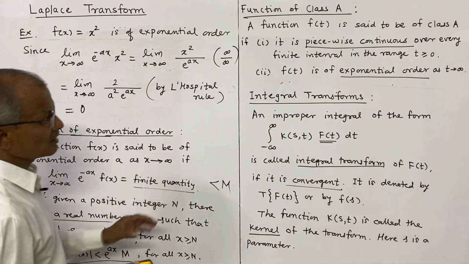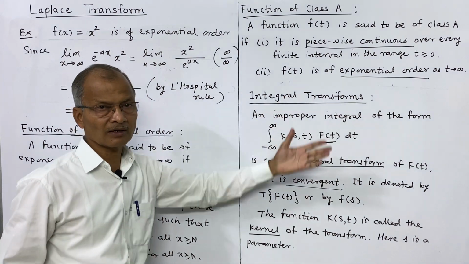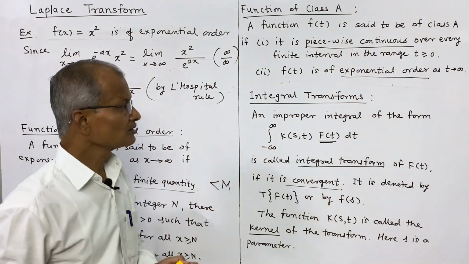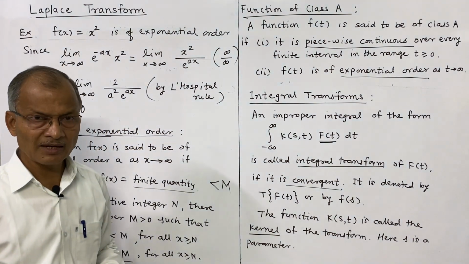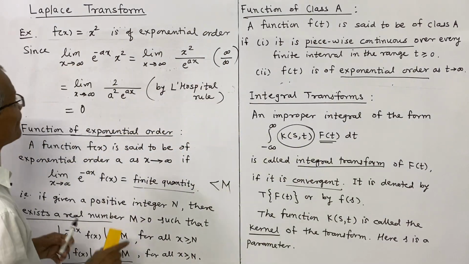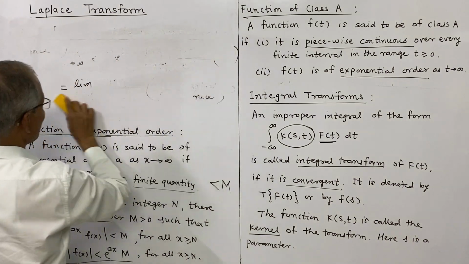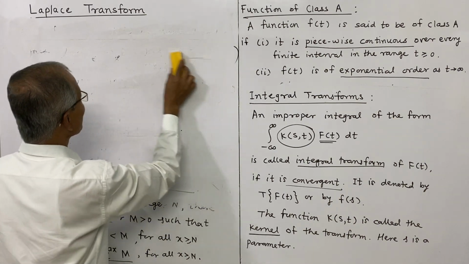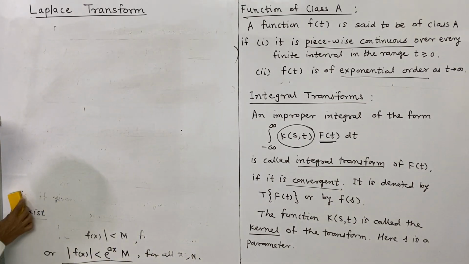Now this is the general integral transform, and using this form, different types of integral transforms are defined. One is the Laplace transform, another is the Fourier transform, Hankel transform, Mellin transform, etc. In each case the kernel is different. So for different integral transforms, the kernel is different. Now we shall define the Laplace transform. Mainly we are studying the Laplace and Fourier transforms. These are the main transforms, and we are going to study these two.